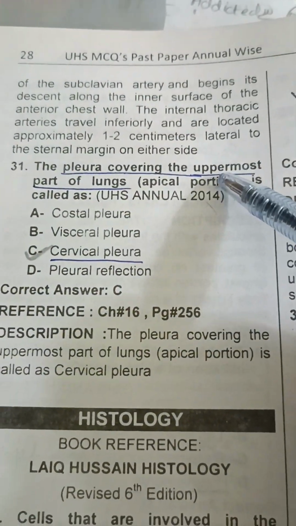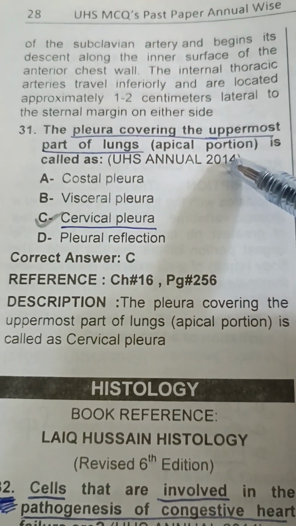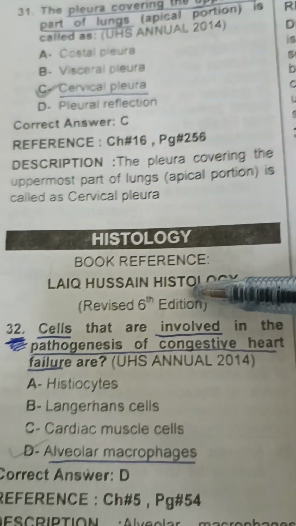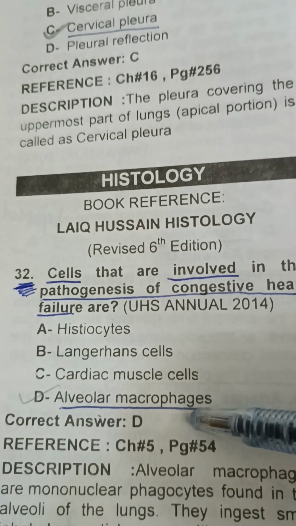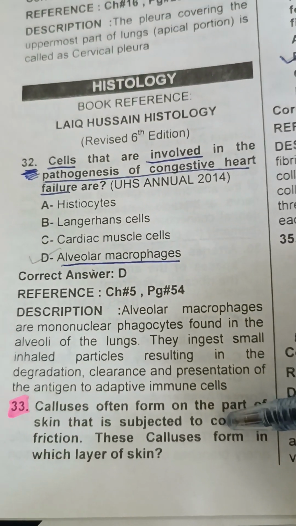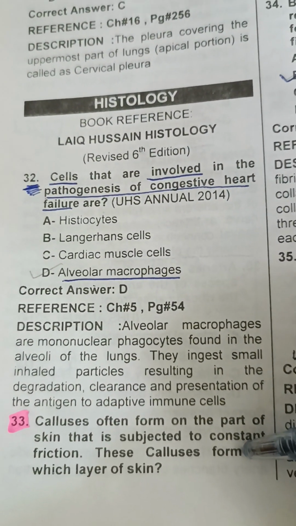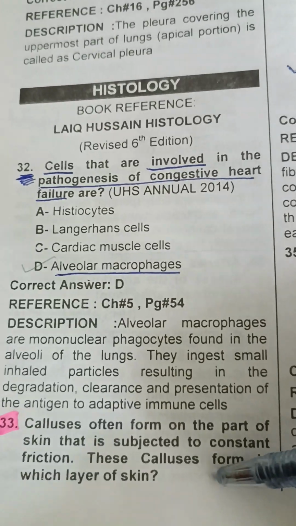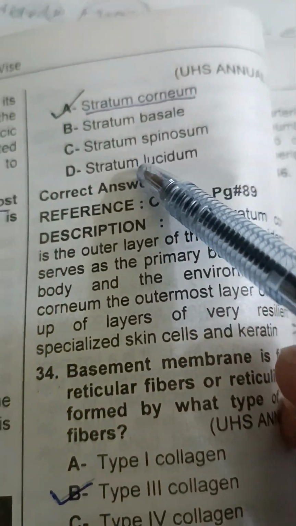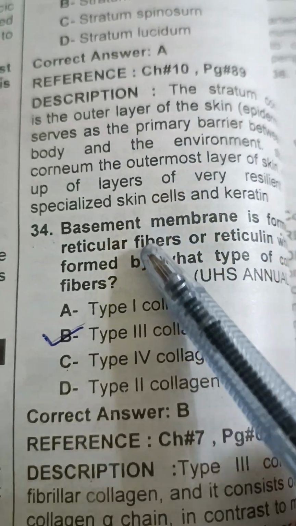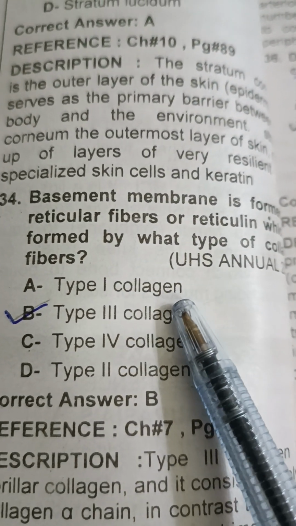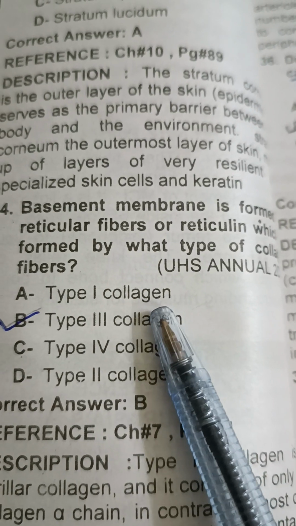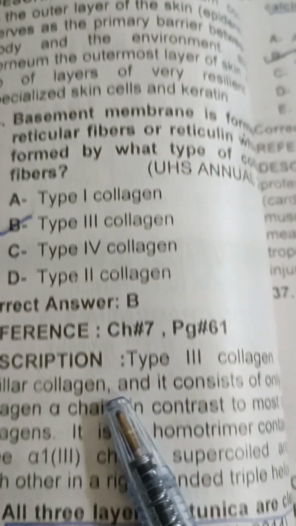The pleura covering the uppermost part of the lung, the apical portion, is called cervical pleura. The cells that are involved in the pathogenesis of congestive heart failure are alveolar macrophages. Calluses often form on the part of the skin that is subjected to constant friction. These calluses form in which layer? The stratum corneum. Basement membrane is formed by the reticular fibers or reticulin, which form by type 3 collagen fibers.